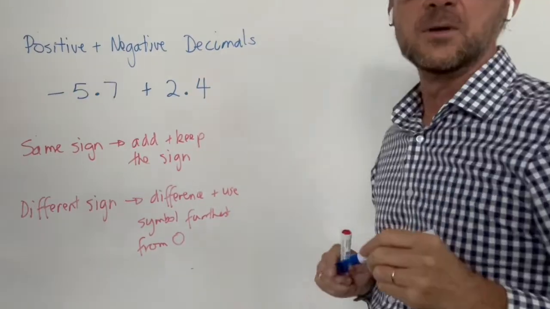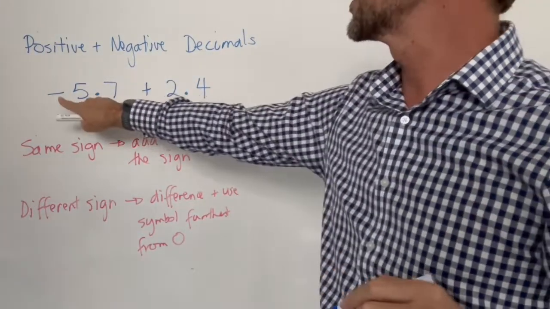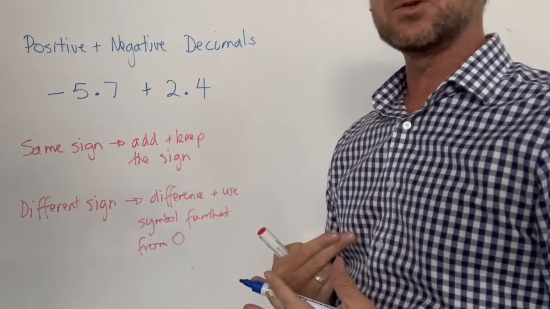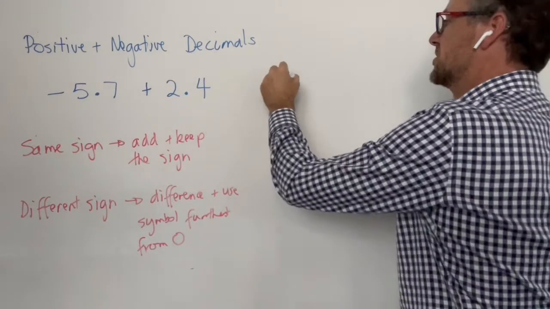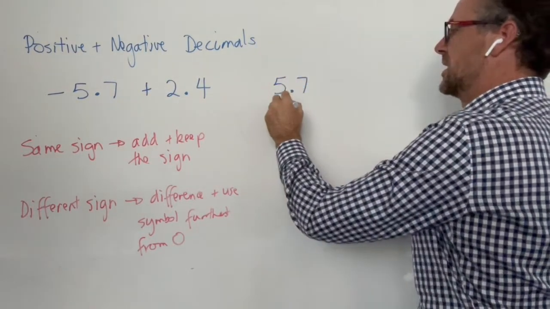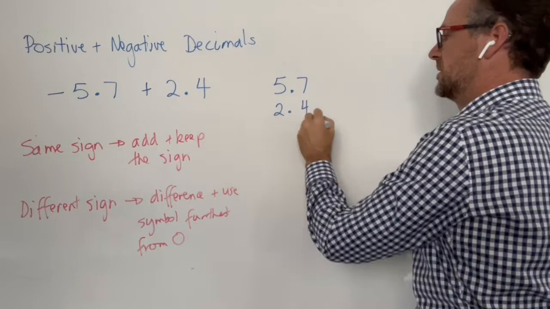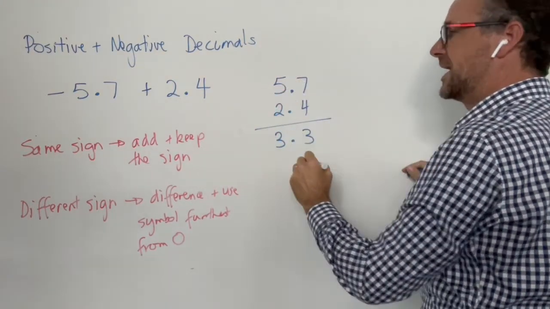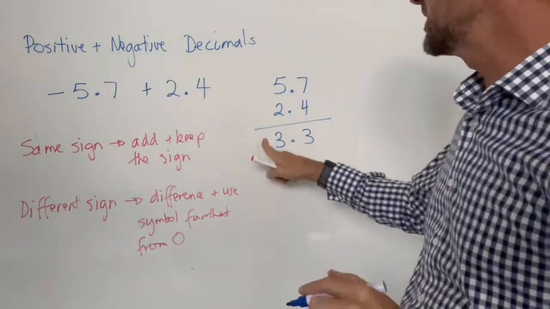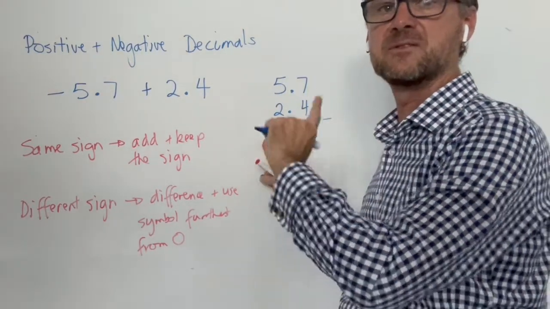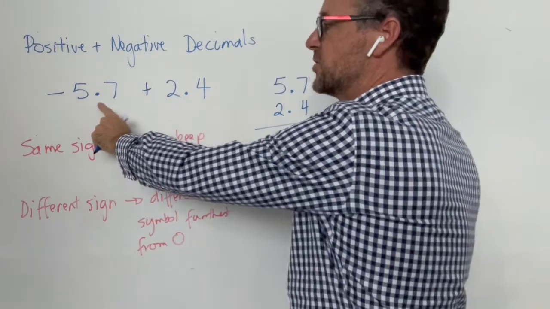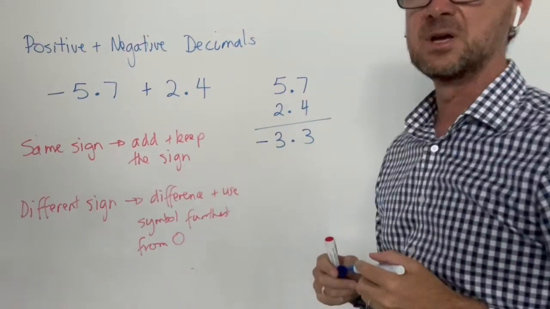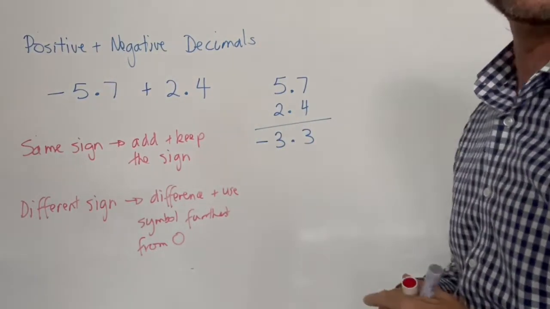Now let's have a look. Okay, so when we have a situation like this where the signs are different, so this is obviously a negative and this is obviously a positive, what we need to do is find the difference between the two numbers, okay? So to do that, we simply subtract the smaller one from the larger one, okay? So 7 taken by 3, and 5 taken by 2 is 3. And then what we do is we put a symbol at the front which comes from the number which is furthest from 0. So the negative 5.7 is further from 0, so we put its negative symbol to tell us that that's where the answer is between those two numbers.